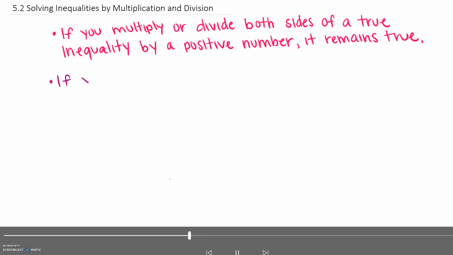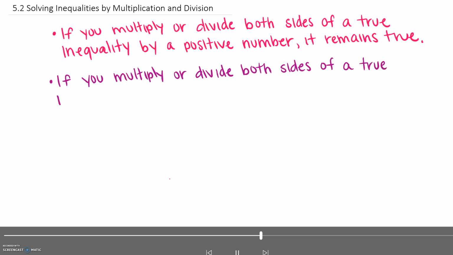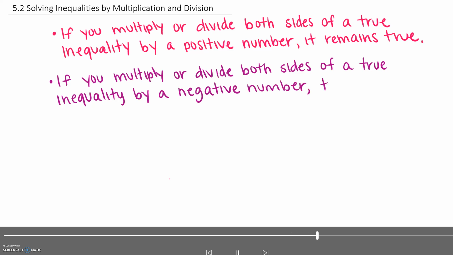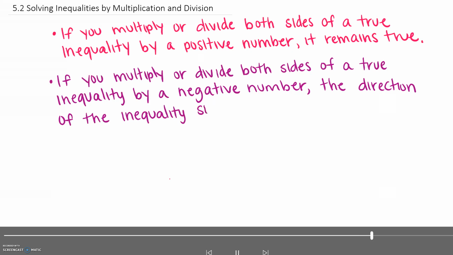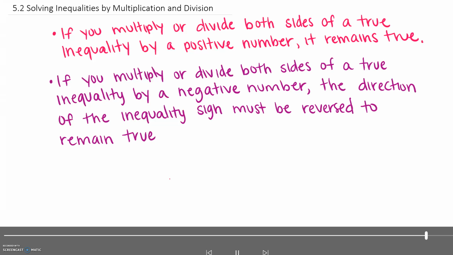However, if we multiply or divide both sides of a true inequality by a negative number, we have to do something a little different. If we're multiplying by a negative number, the direction of the sign must be reversed. The direction of the inequality sign must be reversed for it to remain true.